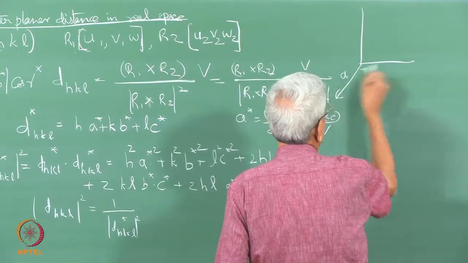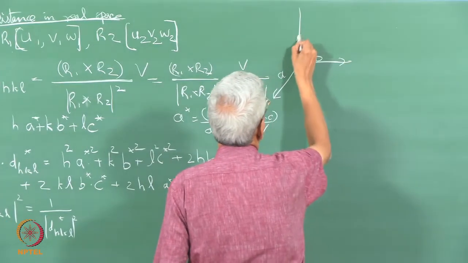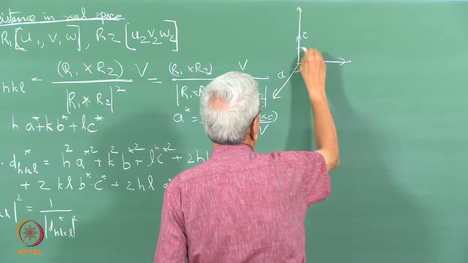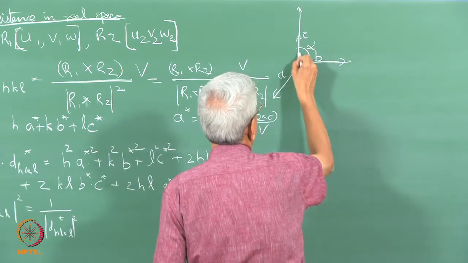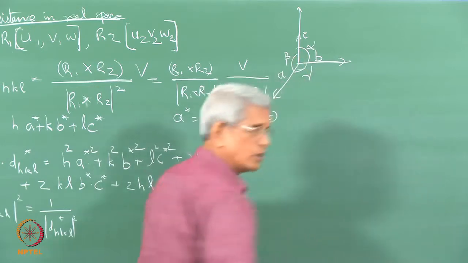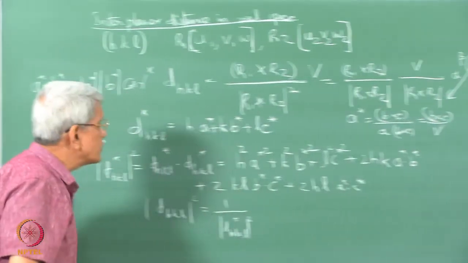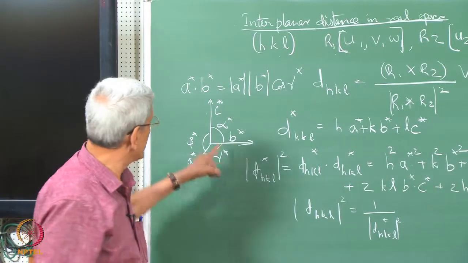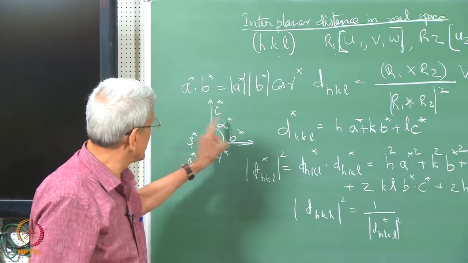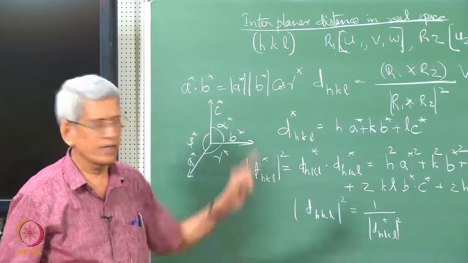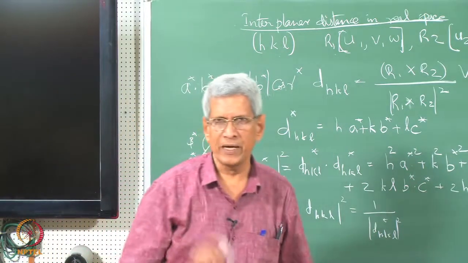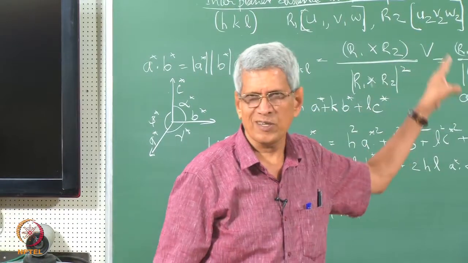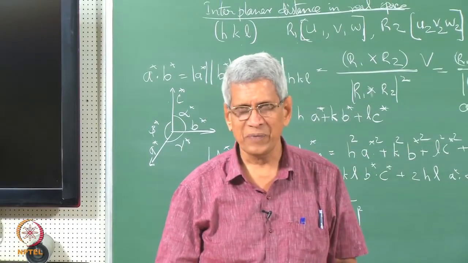So, if this is A and this is B and this direction turns out to be C, and this angle is gamma, this angle is alpha, this angle will be beta. To use this formula, essentially what we should know is the relationship between alpha star, beta star, gamma star in terms of alpha, beta, gamma. That information will be required, because what we generally have with respect to crystal structure is only in real space.